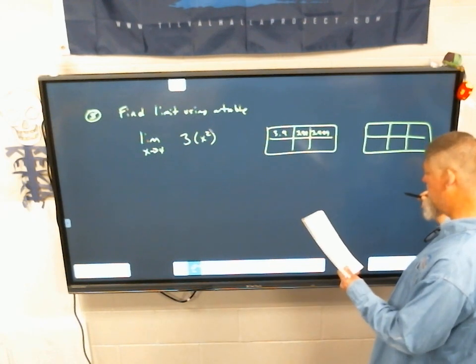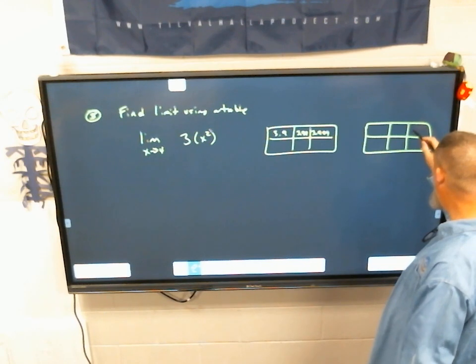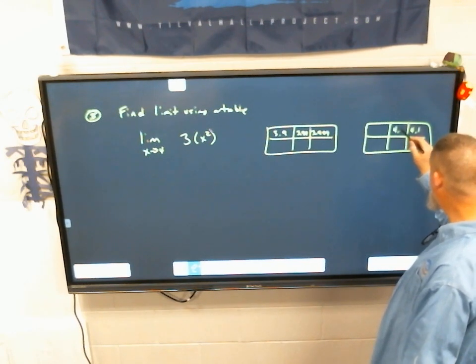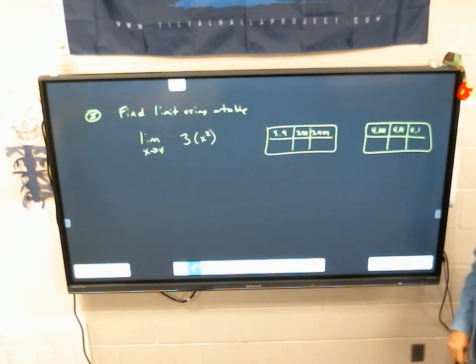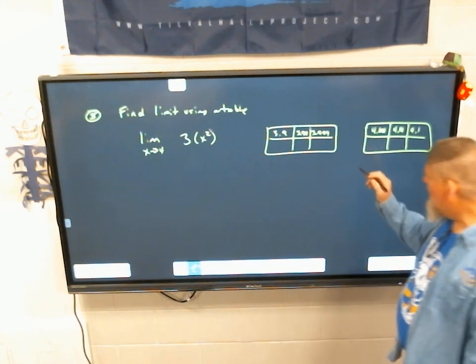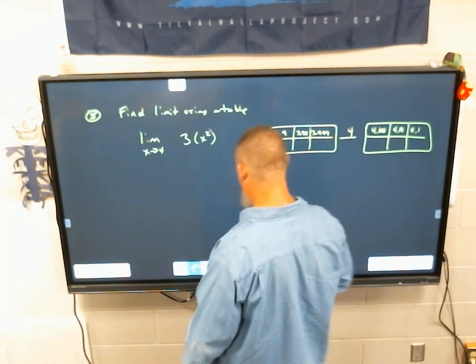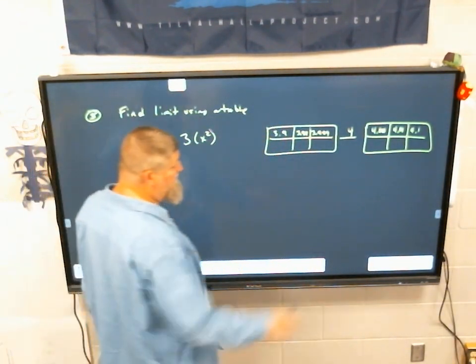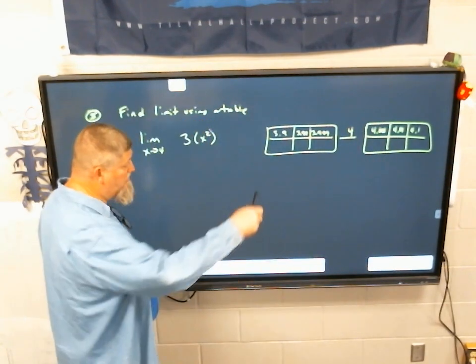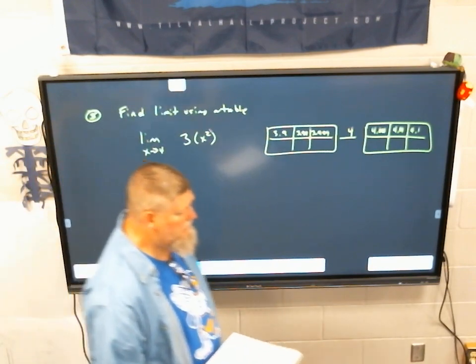Let's see what I did in my notes. 4.1, 4.01, 4.001. Okay? So you plug in the 4s, you plug in the 3s, and let's see what value I actually get here. No, you guys are starting at 4.1. You just have to do this side over here. Okay. You guys do 3.9, 3.99.